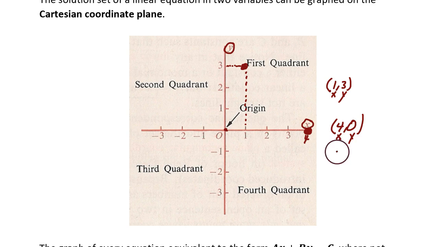One more example. Let's locate -2, -3. The x-coordinate is -2, the y-coordinate is -3. Find -2 on the x-axis and draw a vertical line. Find -3 on the y-axis and draw a horizontal line. The intersection of those lines is the point that corresponds to -2, -3.